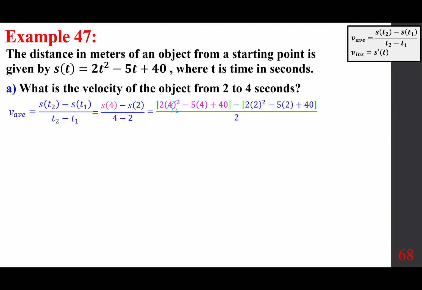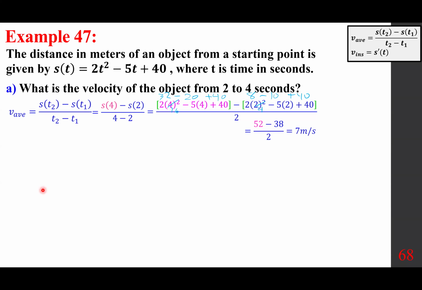16. This is 32 minus 20 makes it 12, plus 40 makes it 52. 2 squared, 4 times 2, 8, minus 10, negative 2 plus 40 is 38. So we get 52 minus 38, which is 14, divided by 2, becomes 7 meters per second.